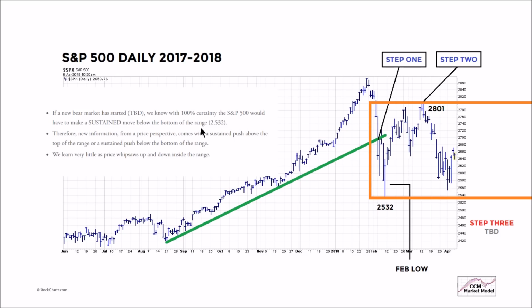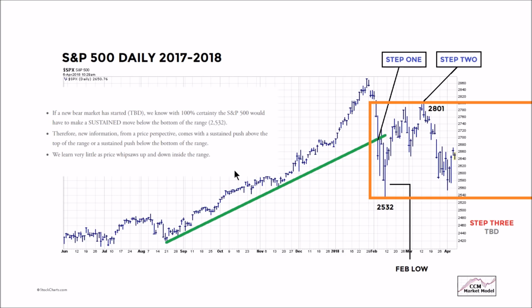And as we noted on short takes, we know with 100% certainty if a new bear market has started and a new downtrend has started, we will absolutely, positively, at some point, close below 25.32 and will stay below 25.32 if a downtrend is to take place in this direction. That has not happened yet as of the close on Friday, April 6th.